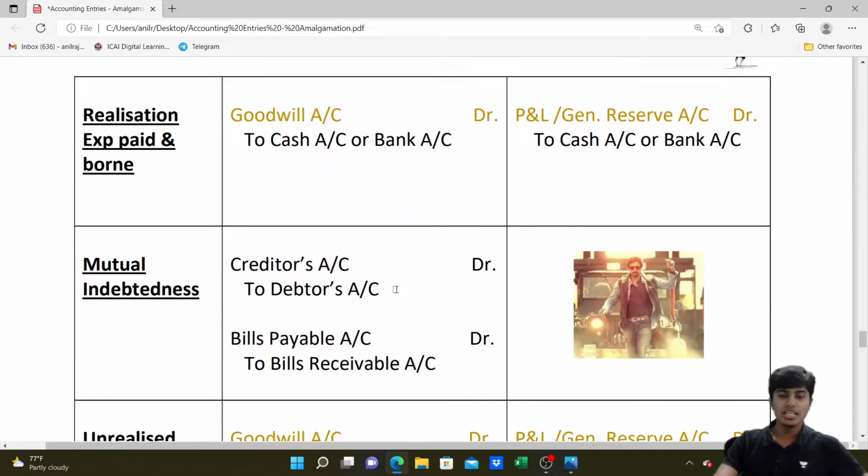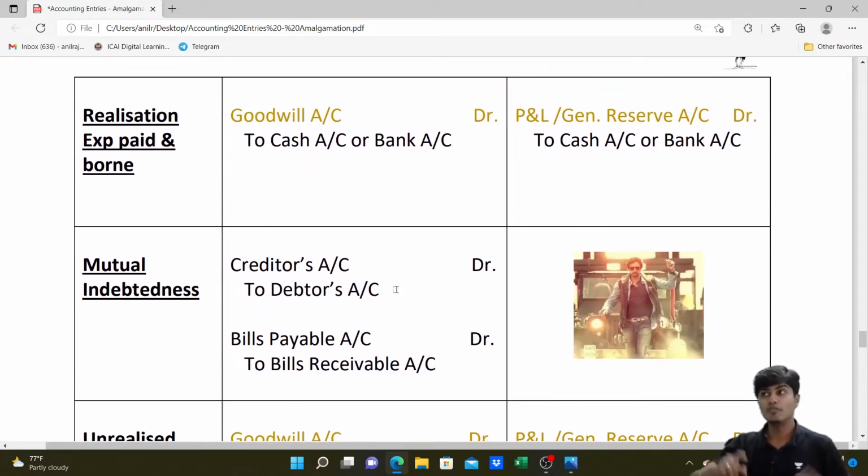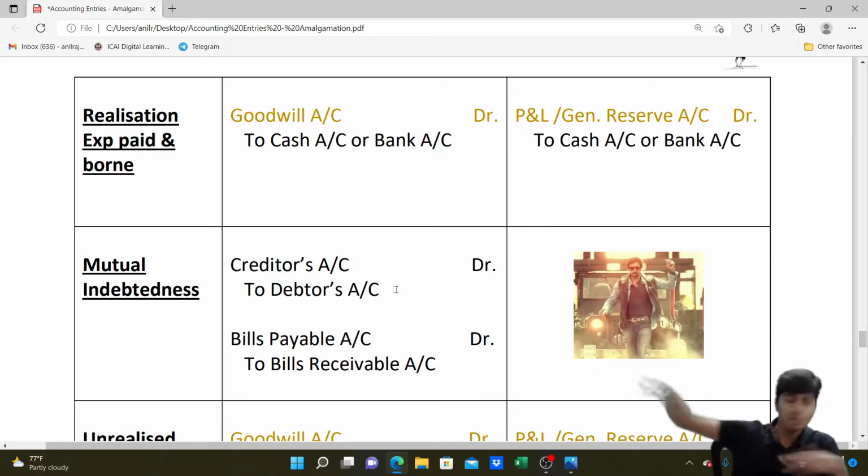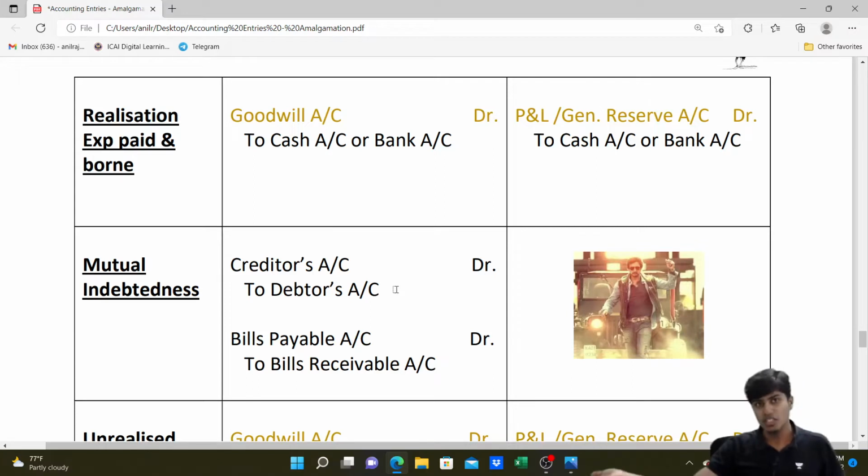The first thing is realization expenses of the transferor company if it is paid by the transferee. See, firstly, realization expenses is for realization of transferor's assets and liabilities. Who should pay? Transferor should pay. If he has paid, he has borne, we will not write an entry. But if we are reimbursing the expense of transferor, or if we have incurred the expense of realization, then we would have to write an entry.